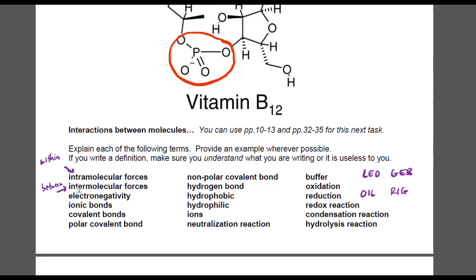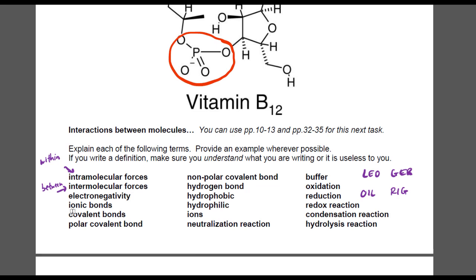Intermolecular forces are when one molecule is attracted to another. So that's what holds them together. When they're not the same molecule, it's two different. So intra, within the molecule holding it together, and then inter is holding two molecules together. Electronegativity is how much it loves its electrons and how negative it can get.